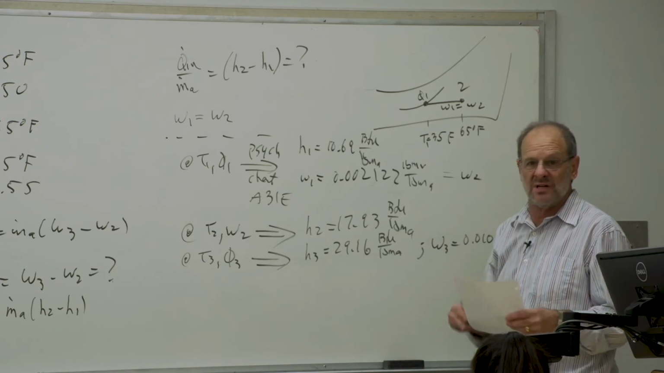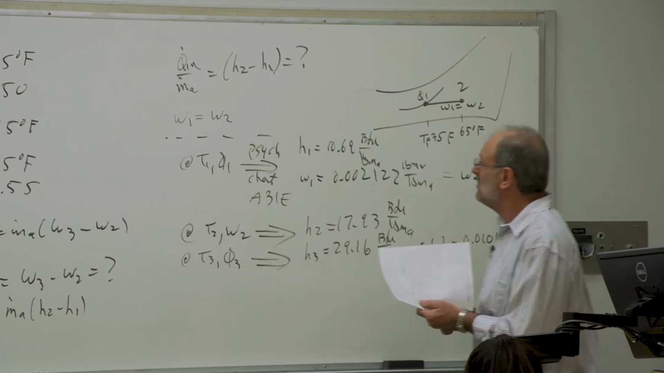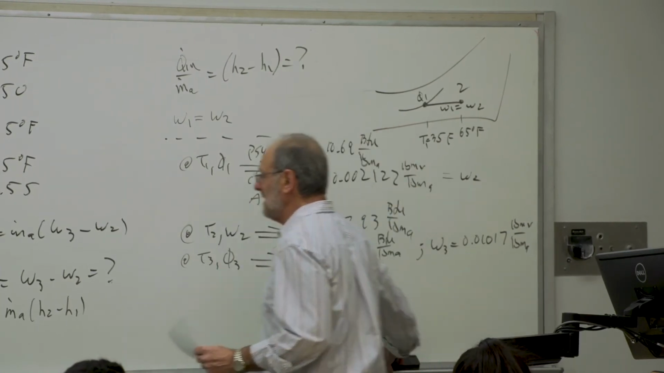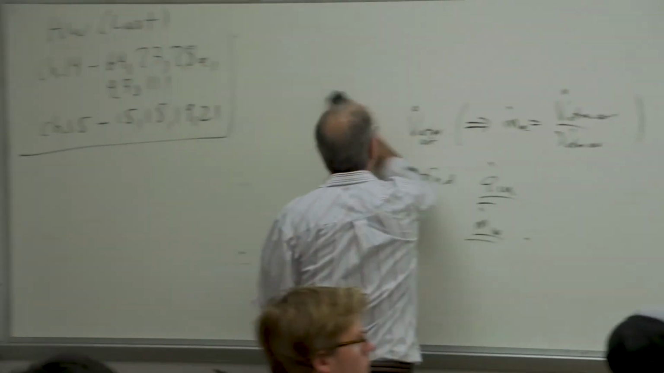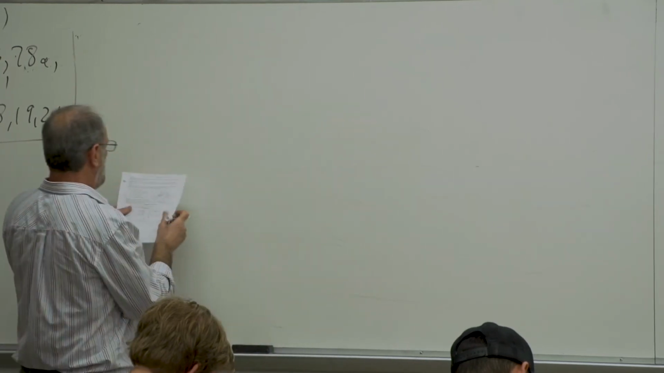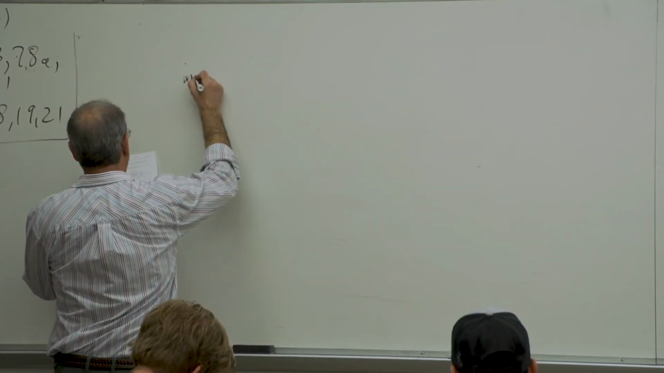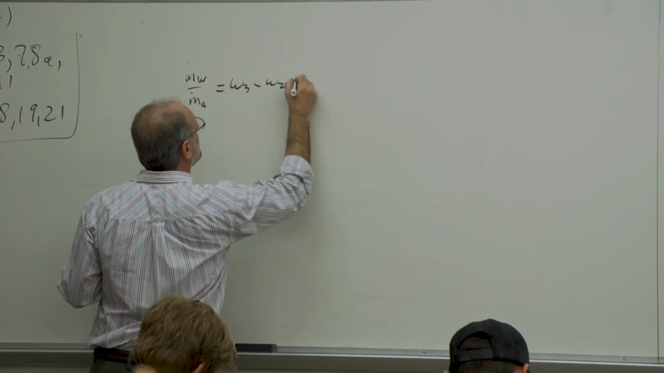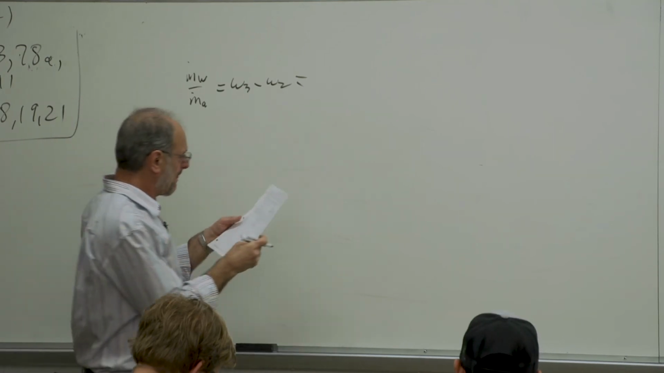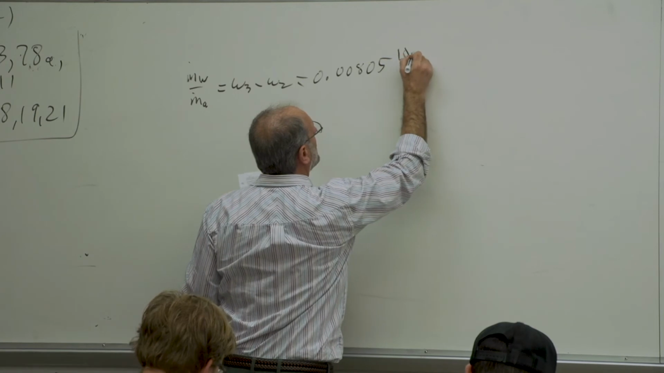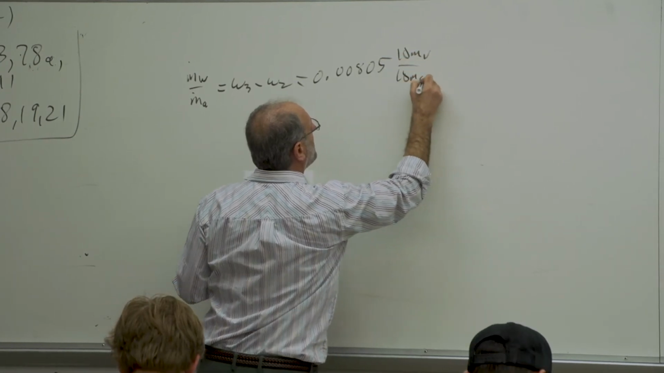Now it's just a matter of plugging all the numbers in. So in the interest of saving time, I'm not going to actually plug in the numbers. The equations are pretty straightforward. So the ratio of water to dry air is just omega 3 minus omega 2. And for that, we get 0.00805 pounds mass water vapor per pound mass of dry air.